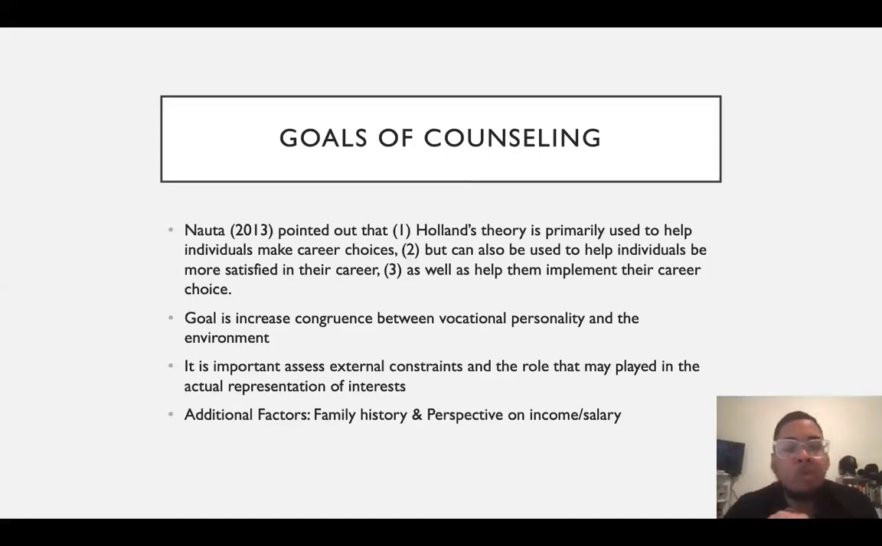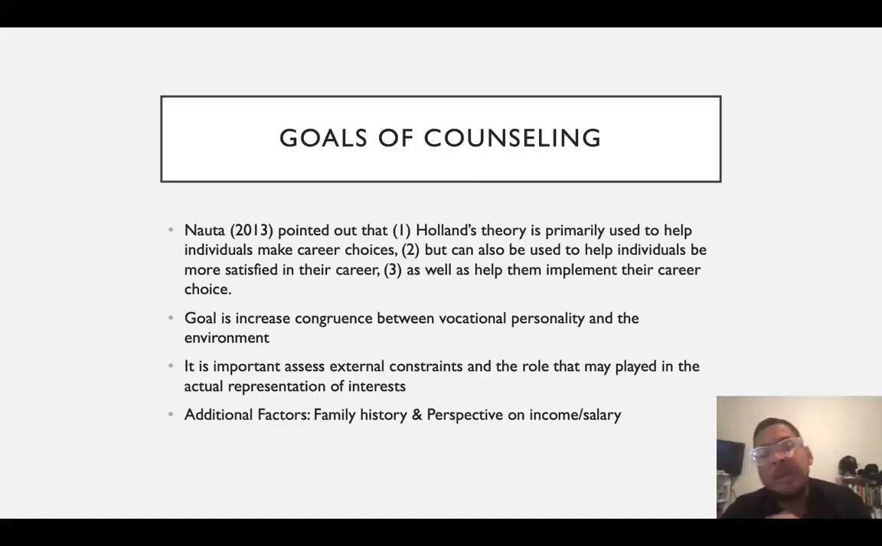I added these two. Family history sometimes is important, sometimes in Western cultures too. Sometimes jobs are preferred to stay within a family, or people may want to follow in their parents' footsteps. So that's something you also want to consider.